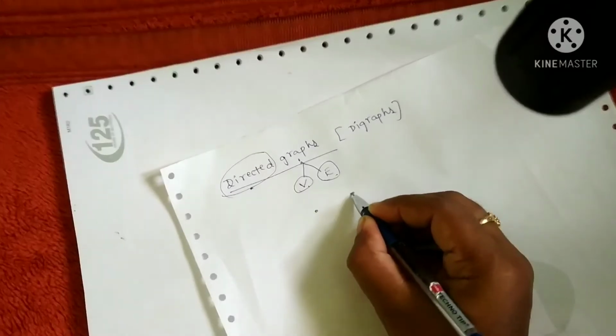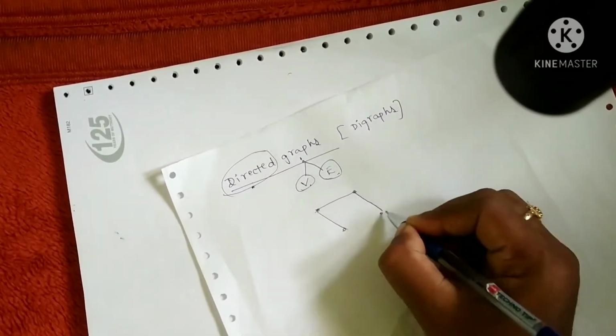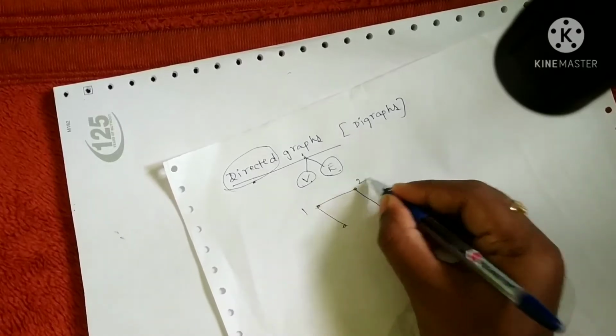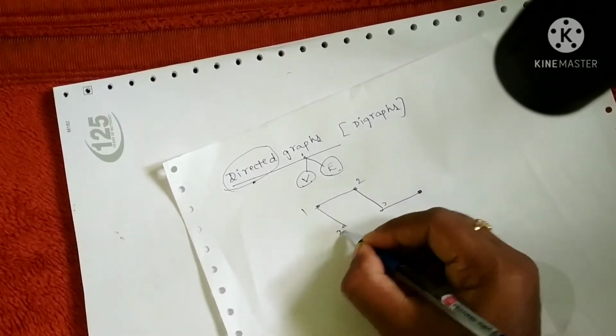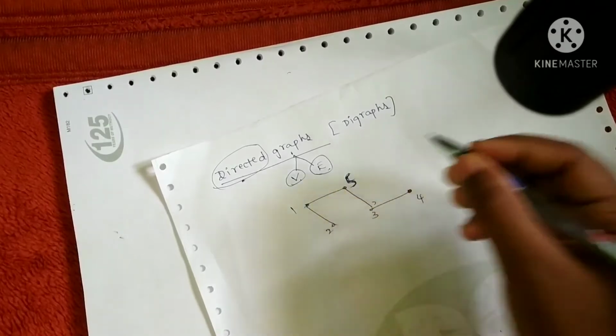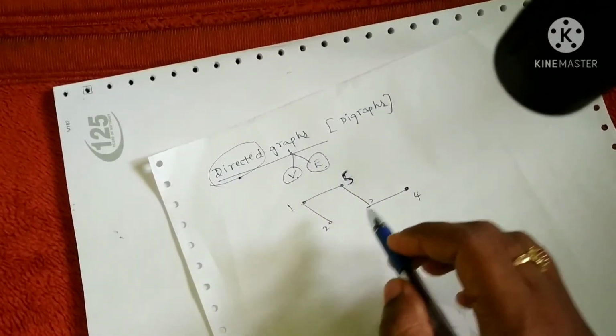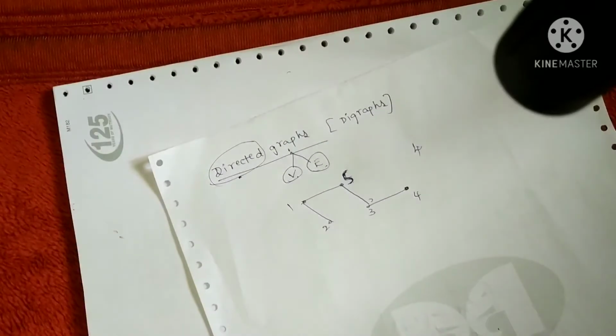I'll give you a simple example. Let me consider a graph with 4 vertices or 5 vertices: 1, 2, or else 1, 2, 3, 4, 5. You can number them as you wish, right? I have a graph with 5 vertices. Clearly there will be 4 edges as per the theorem.